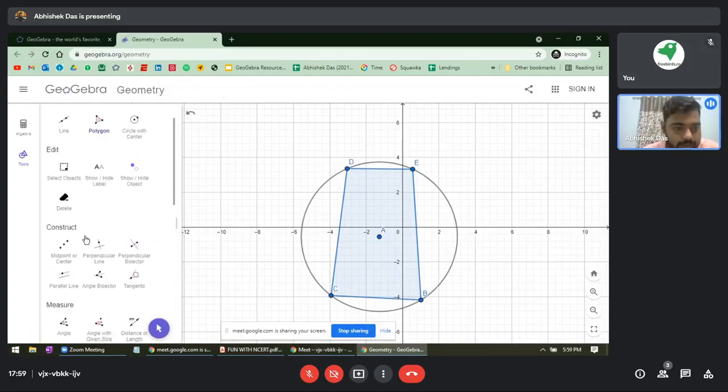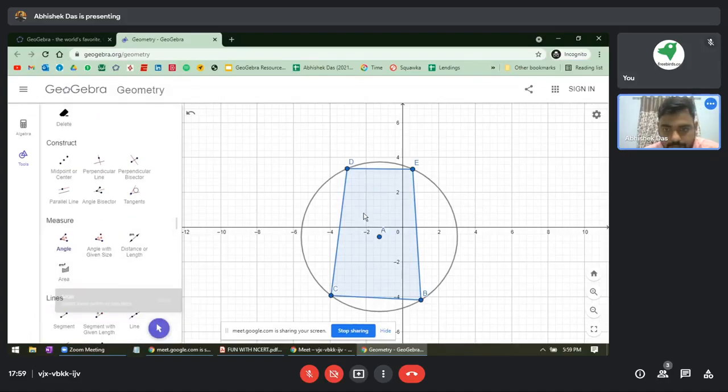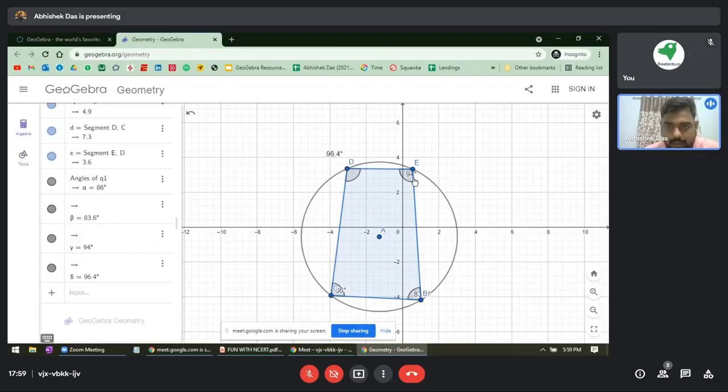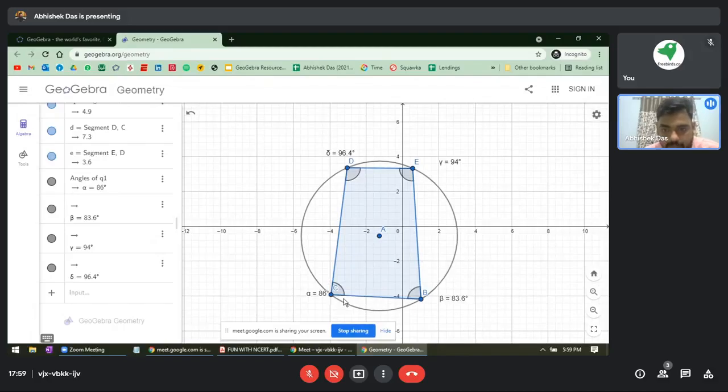Now, let's figure out the angles. All right. These are the angles out here. This is 96.4, 94, 86, and 83 out here. Then, let's do another thing. We'll label it. So this is delta. This one is gamma. This is alpha, and this is beta. So let us figure out what is the sum of alpha plus gamma, or the sum of the opposite angles.